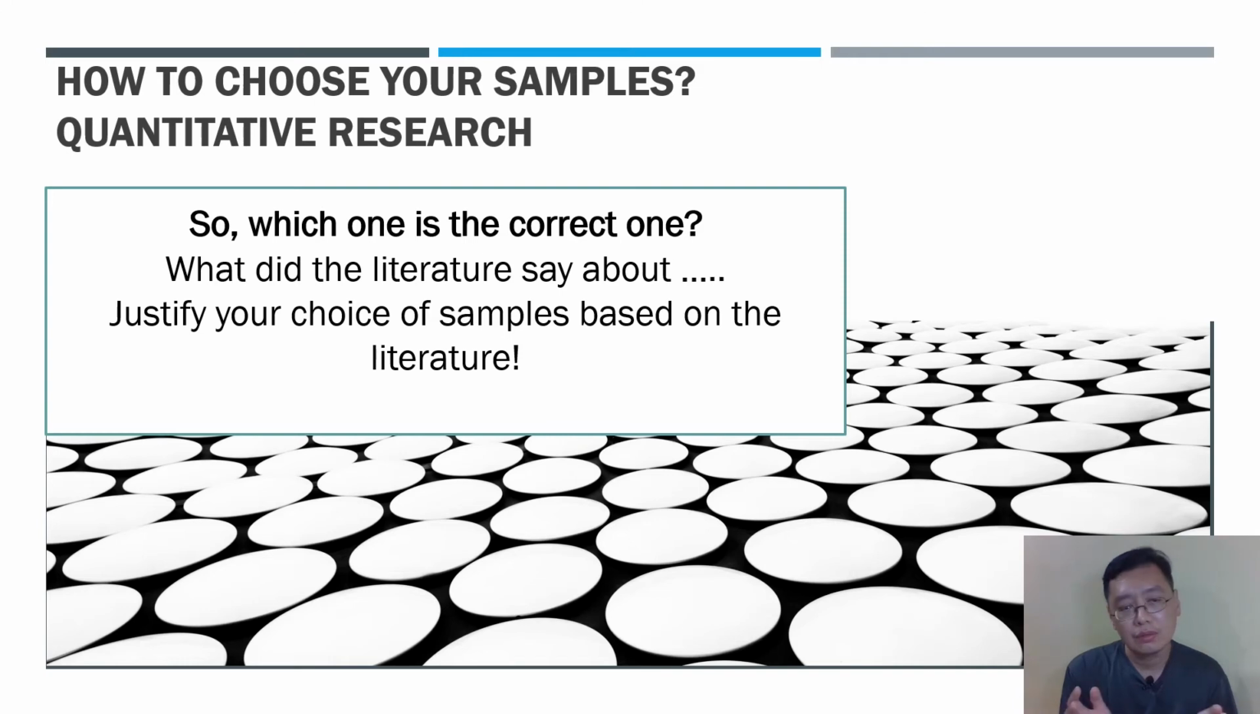So which one is the correct one? It's very much depending on your research objective as well as what the literature says in the past. Like I said just now, if the literature shows that people in different organizations might behave differently in terms of their job satisfaction, and maybe there's organizational culture differences between private school and government school, then perhaps there is a need for you to collect the sample based on that kind of a breakdown.